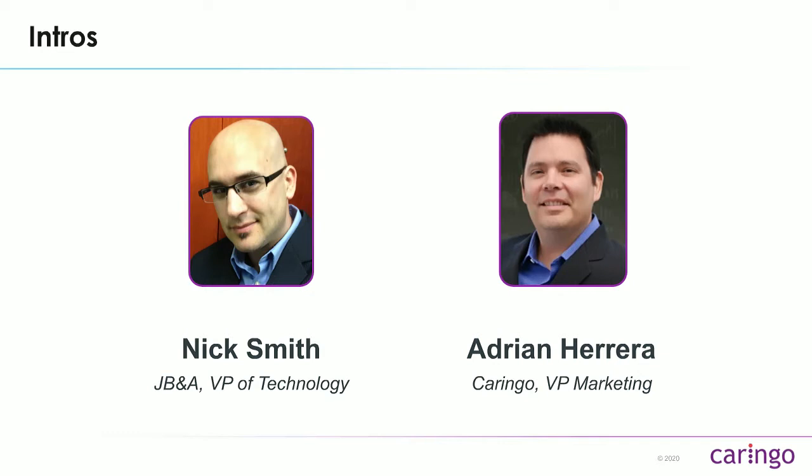Nick, why don't you introduce yourself to everyone? Well, you just did. I'm Nick Smith. I'm the VP of Technology for JB&A. And for all intents and purposes, I'm just a big nerd. I'm a geek about technology. So I got the ultimate gig, which is to play with tech all day long, test it, break it, figure out what works and what doesn't work, and come up with new and interesting ideas around technology. So it's a lot of fun.